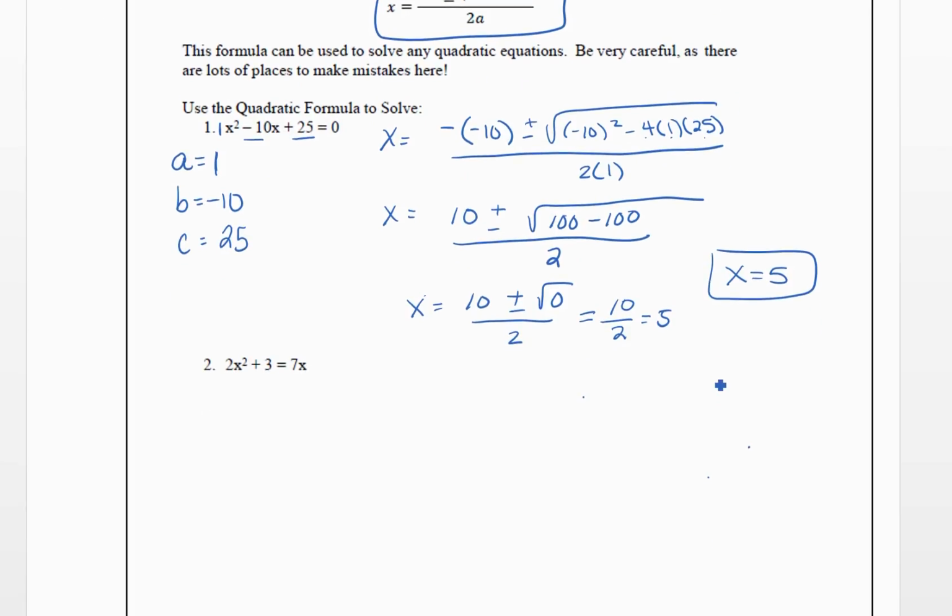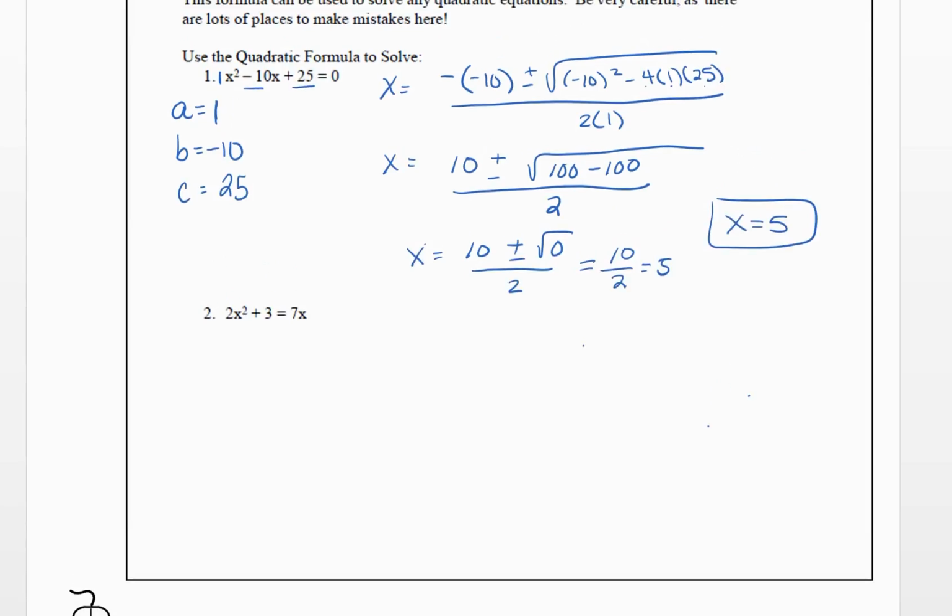Okay, let's do another one here. So we have 2x squared plus 3 equals 7x. So the first thing we need to do is get everything over to one side. We're going to subtract 7x from both sides. So we'll have 2x squared minus 7x plus 3 equals 0.